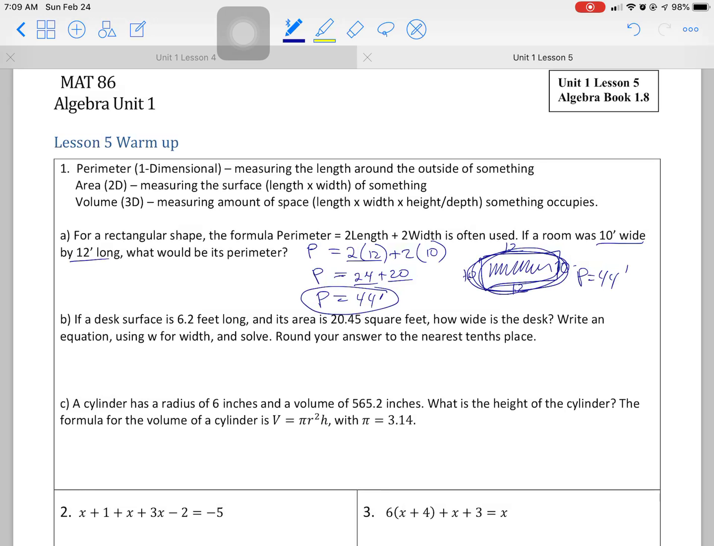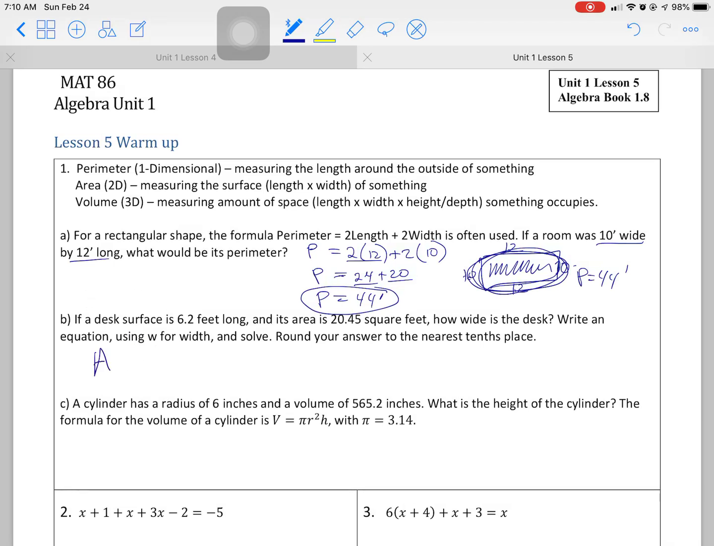10. So the area of a desk, the surface area, desk area, is 2-dimensional, which is length times width. Okay, so if it's 6.2 long, and its area, okay, hang on, let me go a little slower through this. All right, so we have area equals length times width, width times length. Sorry.